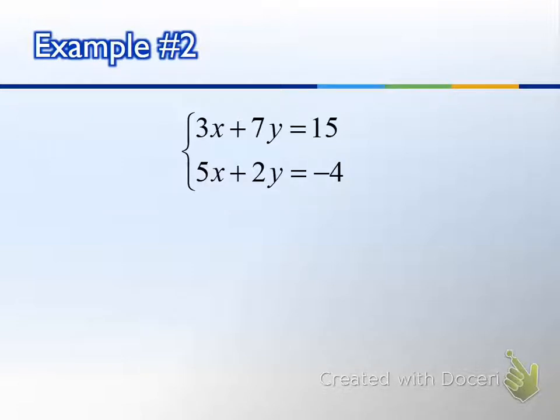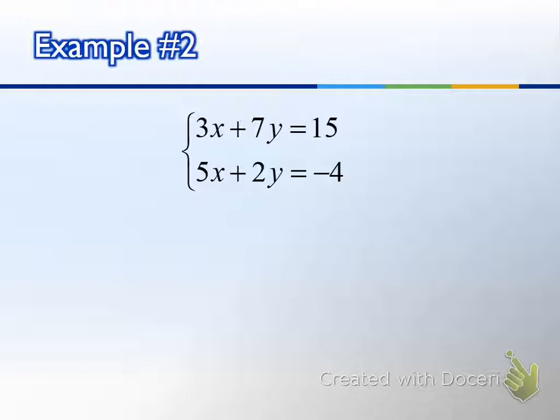Okay, when we start number 2, it is not quite as easy as the first one. We are going to have to multiply both of these equations by some number. But before we do that, we have to decide which variable we want to eliminate. Would anyone like to raise their hand and tell me which variable they want to get rid of? Ian. Ian wants to get rid of x. So we will go with x for this problem. It does not matter which one you choose. You just got to pick one.